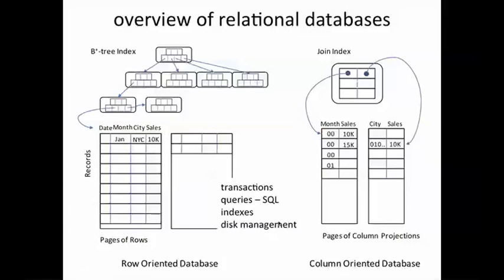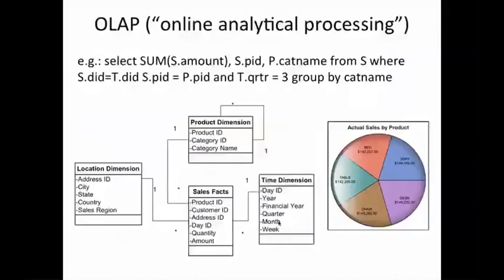Column stores are ideally used for what are known as analytical processing queries. Not that such queries could not be done using row stores as well.